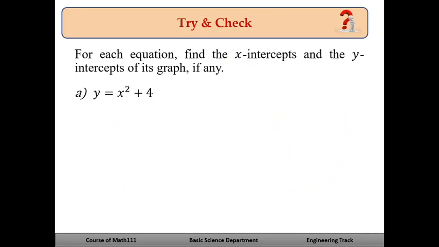Okay, let's do the same thing for this try and check problem. For each equation, find the x-intercept and the y-intercept of its graph, if there is one. If any means if it is possible.